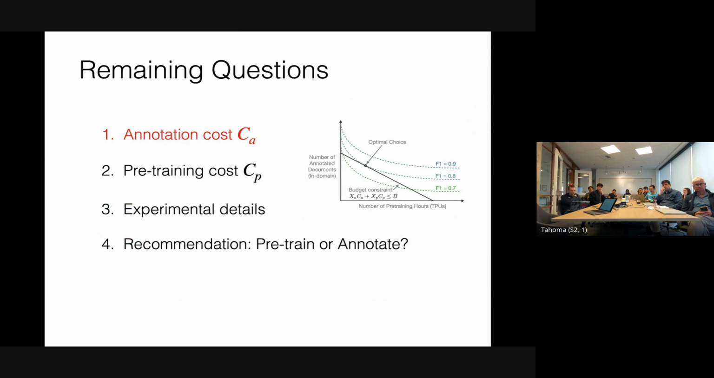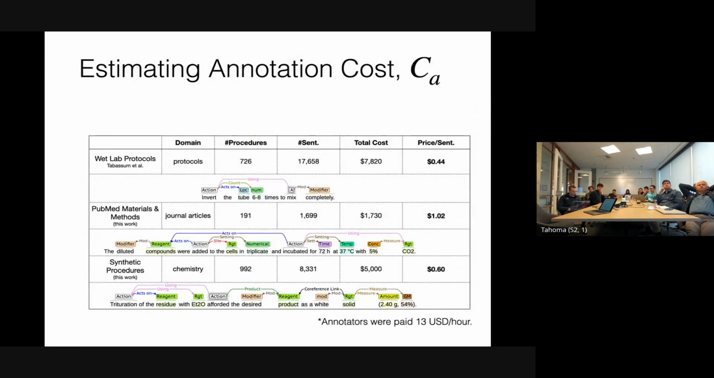Okay, so now we've framed this in a very precise way that we can do experiments to answer this question. There's just a few remaining things we need to figure out, like how much does it cost to label data? How much does it cost to pre-train these models and so on? And so the first question is easy. We've annotated a bunch of different data sets ourselves so we can use these to do experiments. We know how much the labels cost to generate.